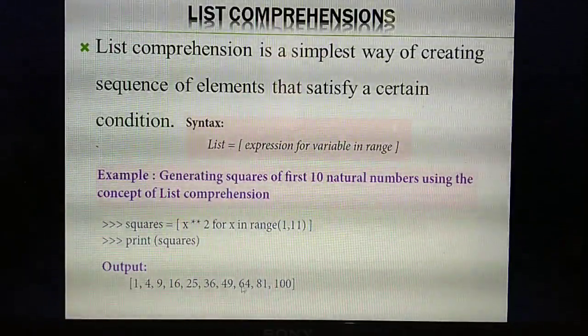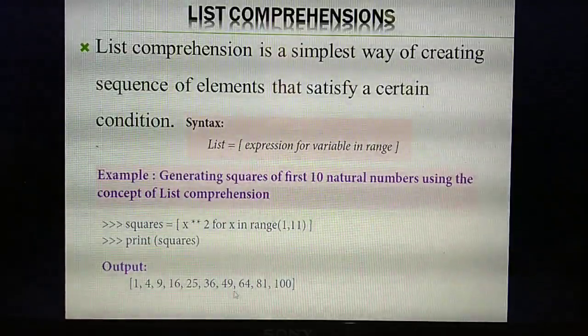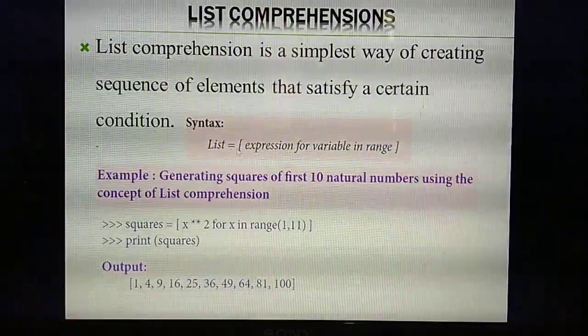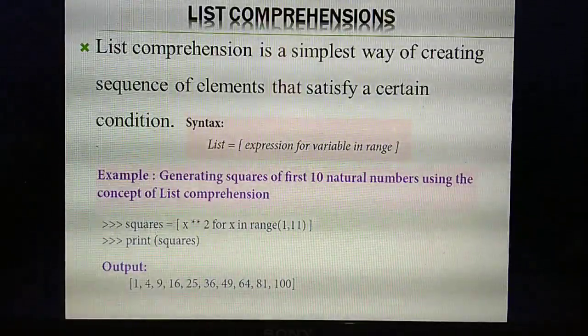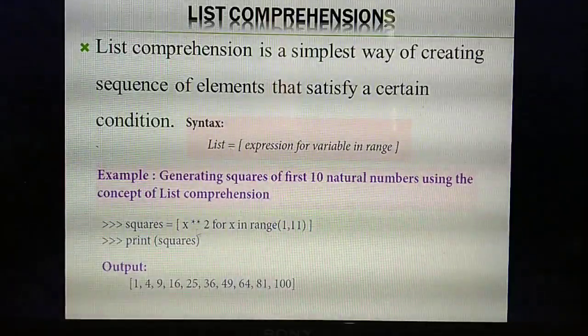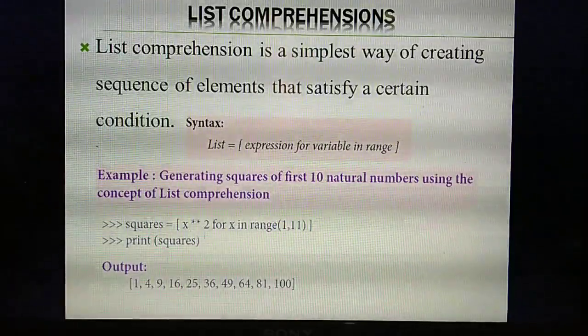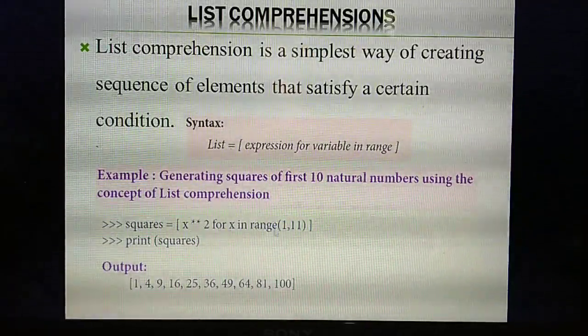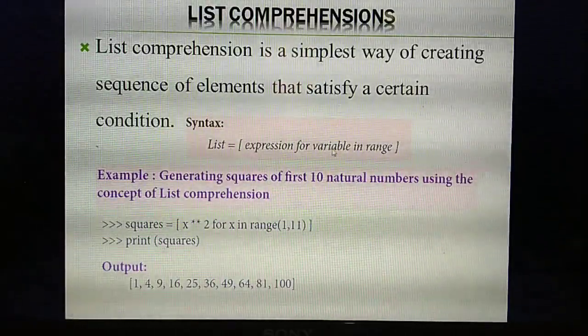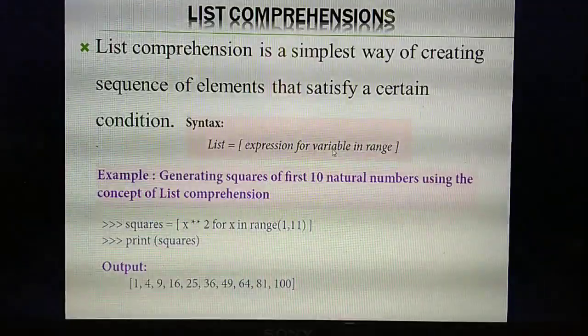Understand? So you should know the syntax for that. You should write the program as it is in the syntax. List, name of the list. The name of the list is squares. Then the expression: x double star 2. Which variable are you using for the expression? X. So for which variable? x in range of, from where to where? For keyword: for which variable, x in range of from where to where? 1, 11.